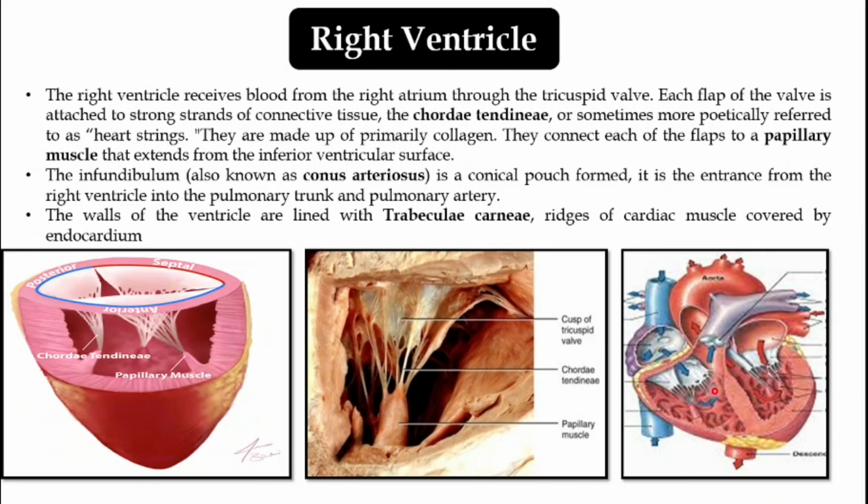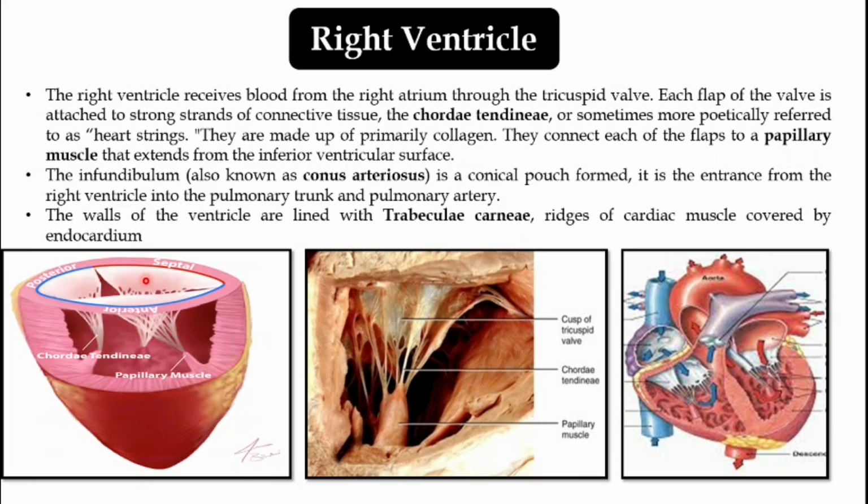So this is the right ventricle of the heart, which receives the blood from the right atrium through the tricuspid valve. So let's talk first about the tricuspid valve, then we will talk about the right ventricle. You can see this is the right ventricle. We have isolated the right ventricle, and this is the tricuspid valve, and the tricuspid valve is present at the junction of the right atrium and the right ventricle.